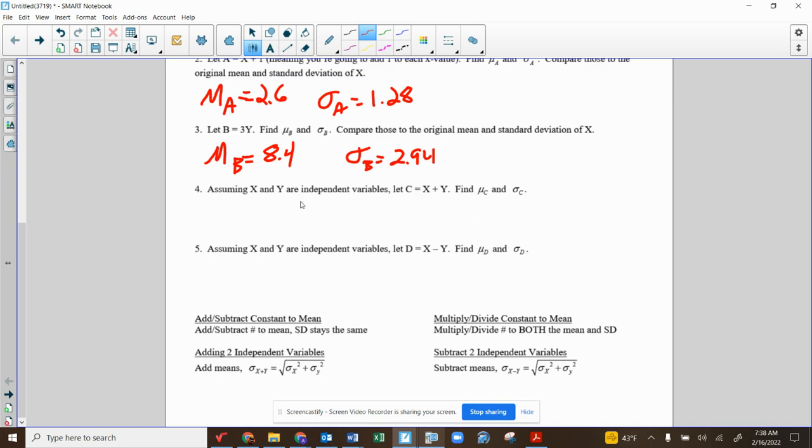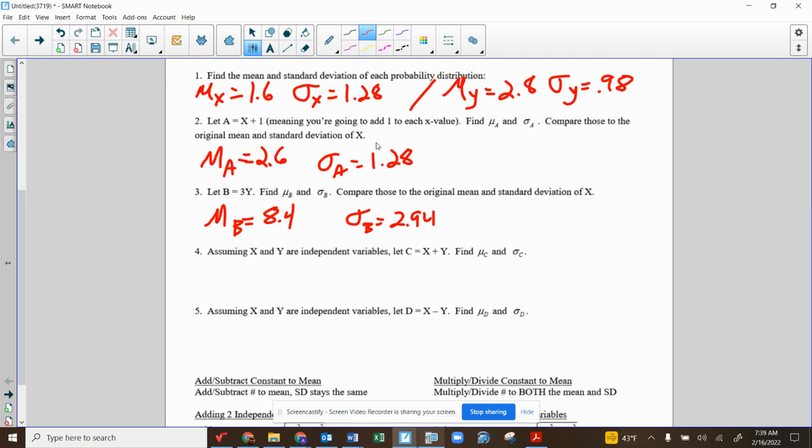All right, then combining independent variables together. That's these rules down here. To combine independent variables, you take the two means. Let's say we're adding them together. That's what this question is here. We'll do subtraction next. So I'm going to take the two means and add them together: 1.6 plus 2.8. We're going to call that C. So the mean of C is going to be the mean for X and the mean for Y added together. If you add 1.6 and 2.8, you get 4.4.